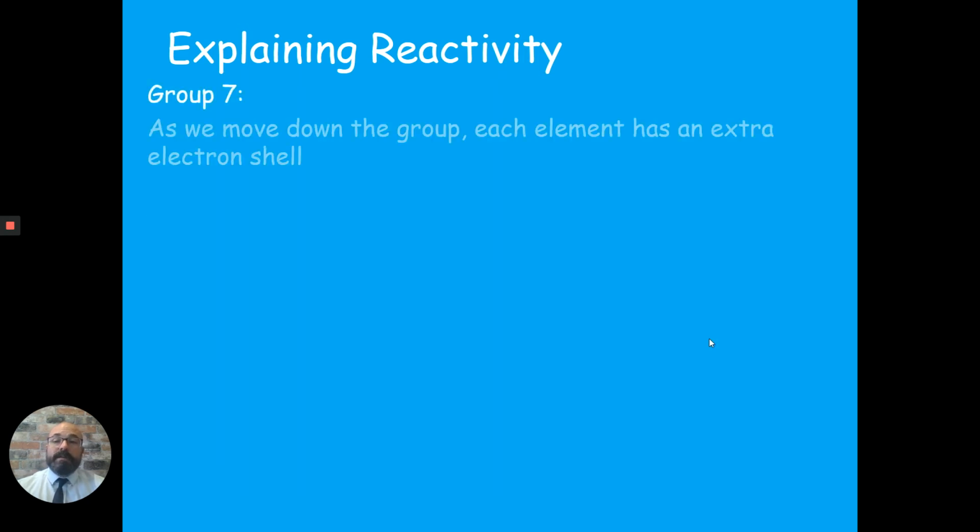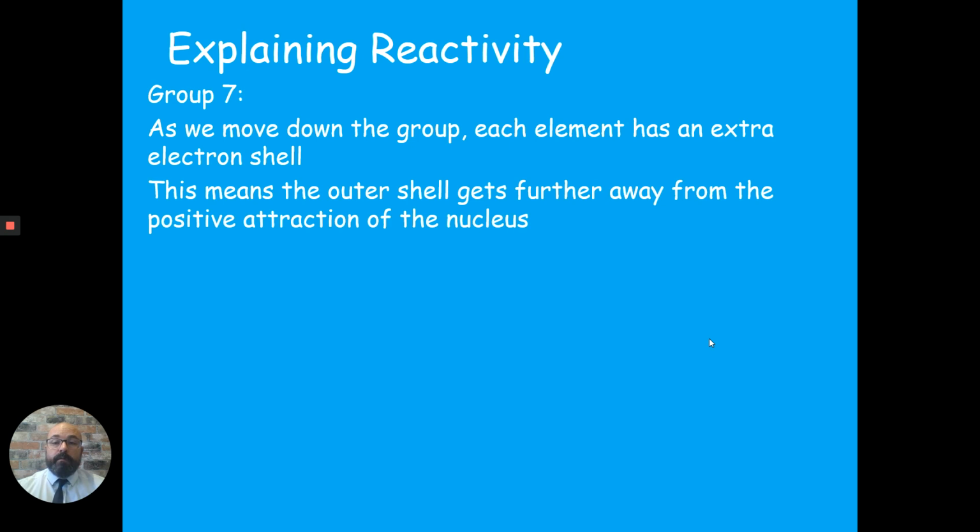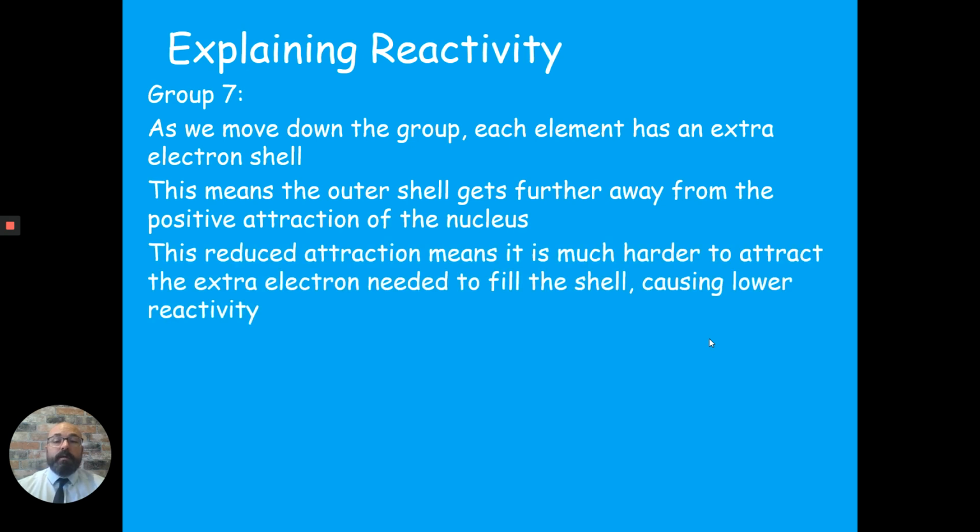If we look at group 7, slightly different. Again, we know that each element has an extra shell, so it's further away from the positive attraction of the nucleus. But with group 7, they're wanting to attract in an extra electron. So whereas alkali metals are wanting to lose that outer electron, halogens are wanting to gain an electron to fill that outer shell.